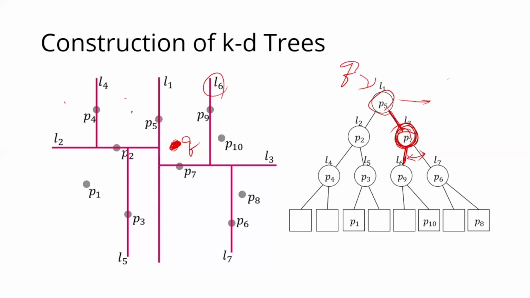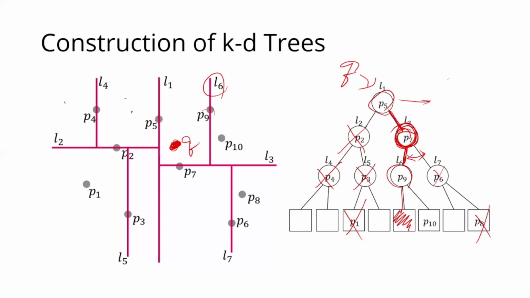And on the L6 side, you're going to compare it with what? With P9. And then is it on the right or is it on the left? It's on the left. So it goes down to this space over here. Okay. And during the process, we never really visited even P2, P4, P3, P1. We never even talk about it. Same thing with P6, P8. And without visiting all the points, we already have some candidates for the closest point.